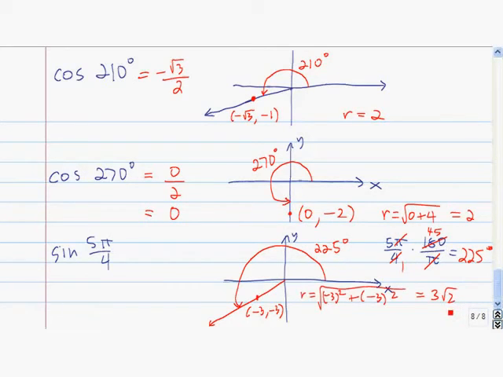Then we have to find r, using the fact that r is equal to the square root of x squared plus y squared. We find that r is equal to 3 square root of 2. Now sine of 5 pi over 4 radians is equal to the y-coordinate of this point divided by r, so it's equal to negative 1 divided by the square root of 2.